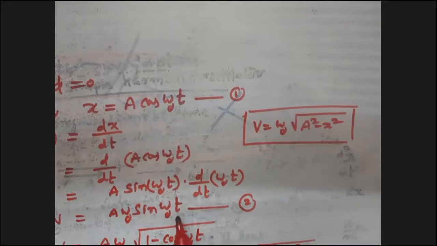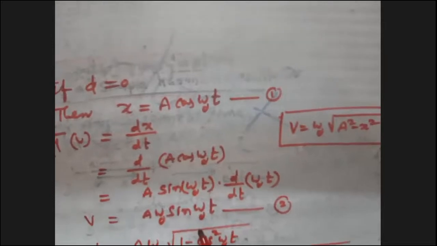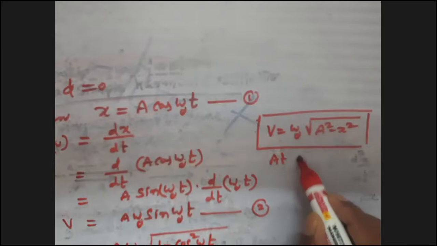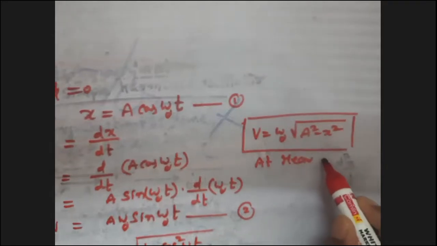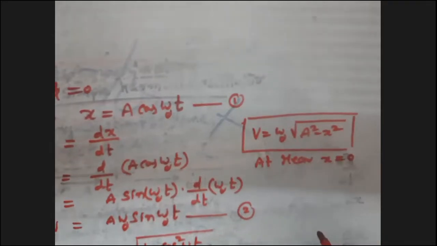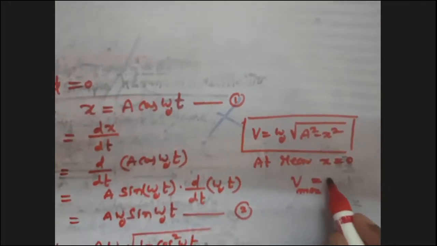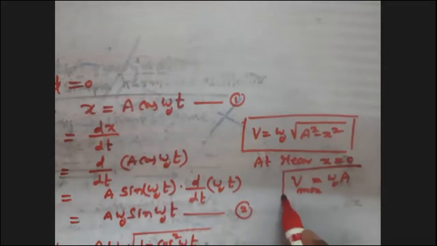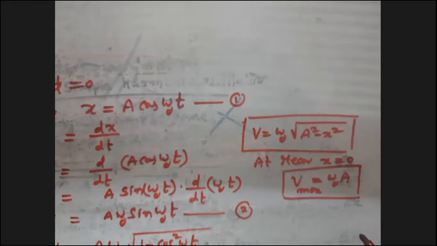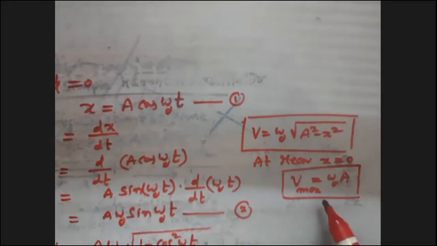This one, A omega naught sine omega naught t, is in terms of time t. This one is in terms of displacement. So here at the mean position, we know x is equal to 0 because we measure the displacement from the mean position. Then by putting that value, you will get v is equal to omega naught A, where v is maximum. So in simple harmonic motion, the particle possesses the maximum speed or velocity at the mean position.